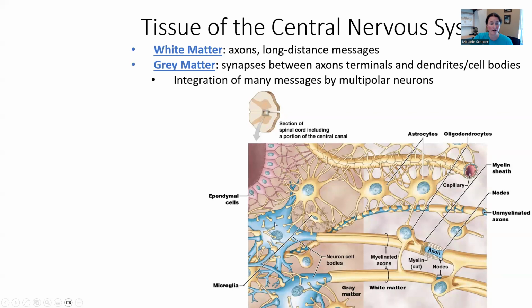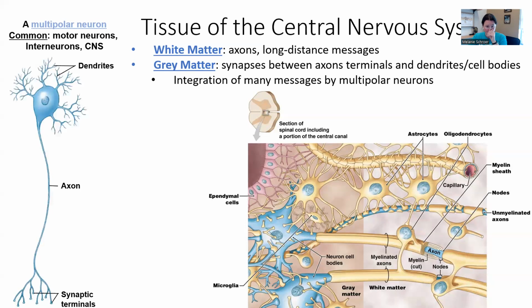And we can see that there are a lot of different synapses showing us that this individual neuron, this multipolar neuron, is integrating the messages of many different neurons at the same time. Some might be stimulatory, some might be inhibitory, IPSPs and EPSPs. And so in the central nervous system, in the gray matter, reside the dendrites and neuron cell bodies of what are called multipolar neurons. And they're called multipolar neurons because there are multiple appendages, essentially, attached to or kind of branching off of the cell body.